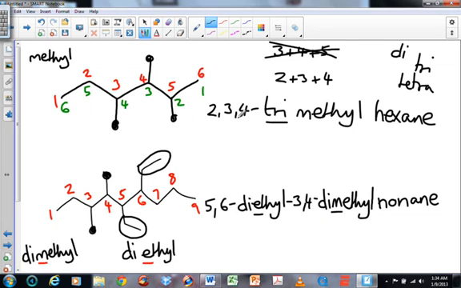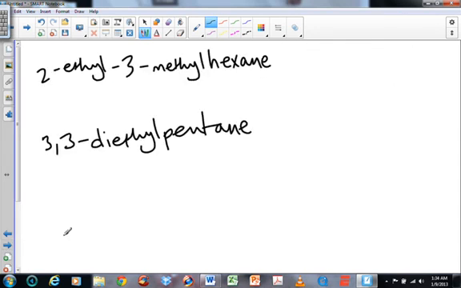Now that's structures to names. What's easier is names to structures. 2-ethyl, 3-methyl, hexane. Hexane, of course, is a 6-carbon chain. There are 6 carbons. It doesn't matter which way you number.